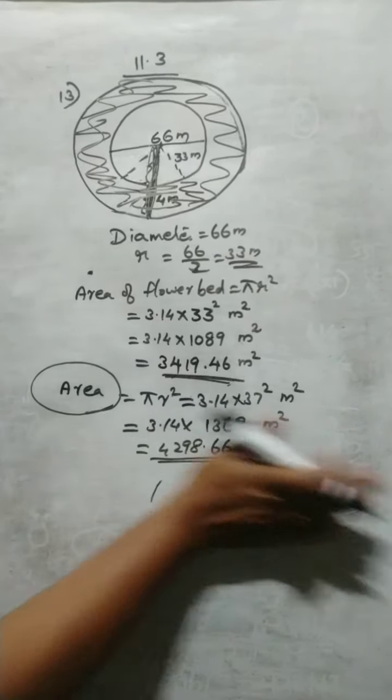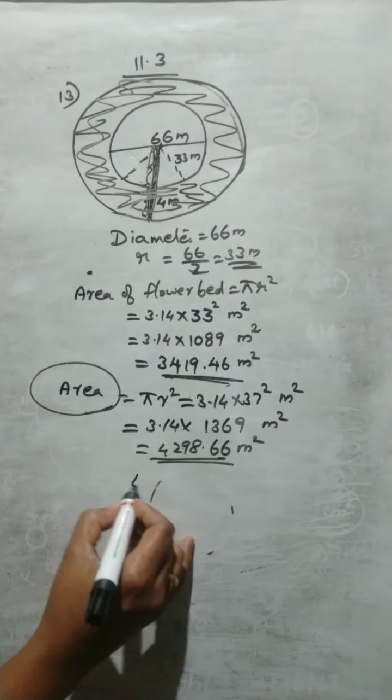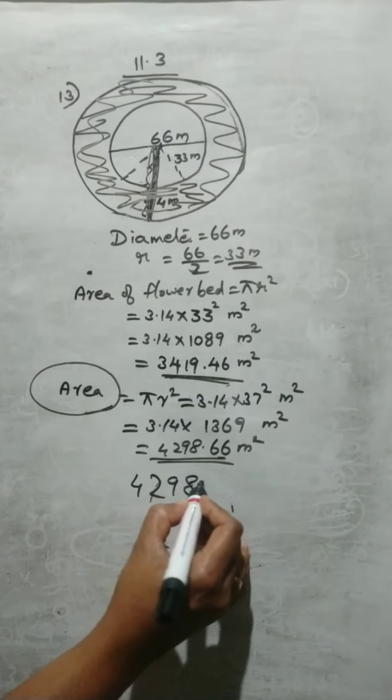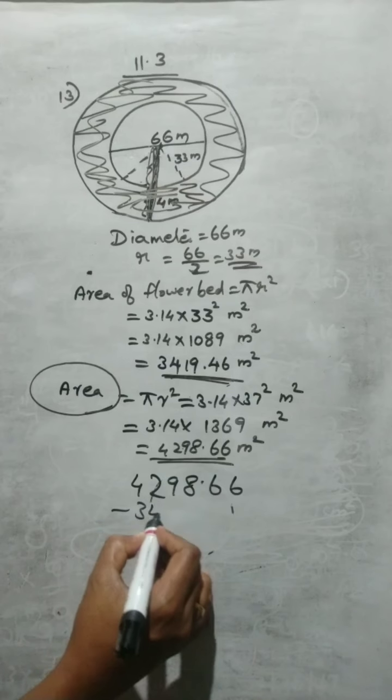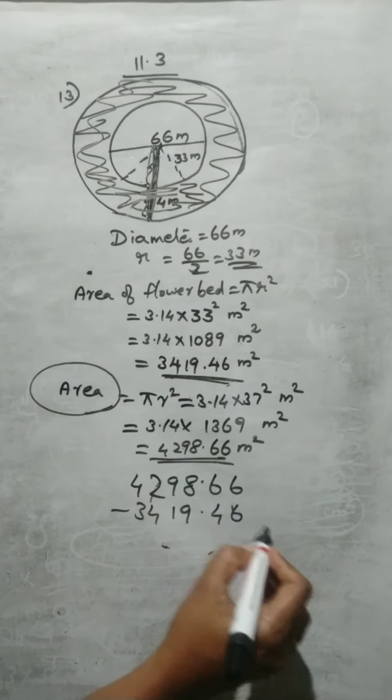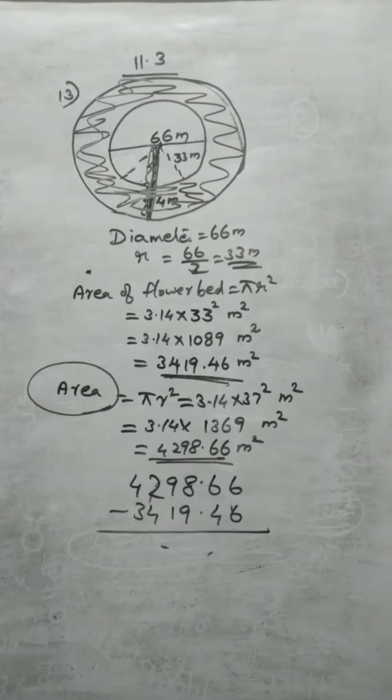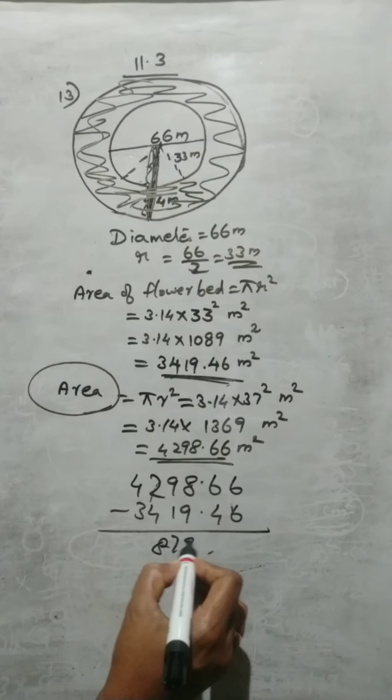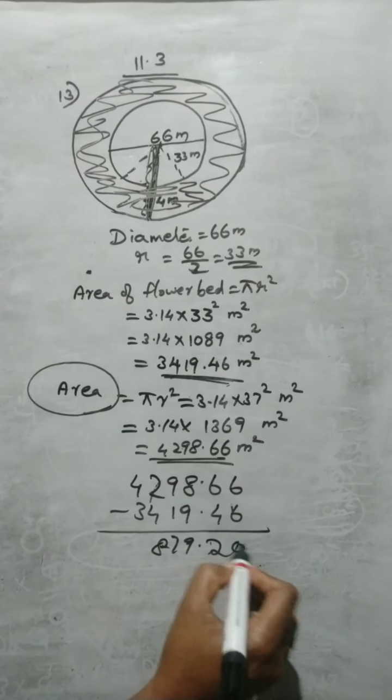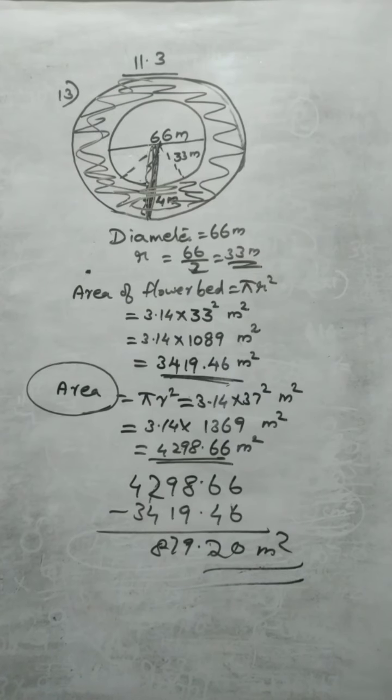So how can we find? We have to subtract these two. 4298.66 minus 3419.46 is equal to 879.20 meter square. Clear? Next question.